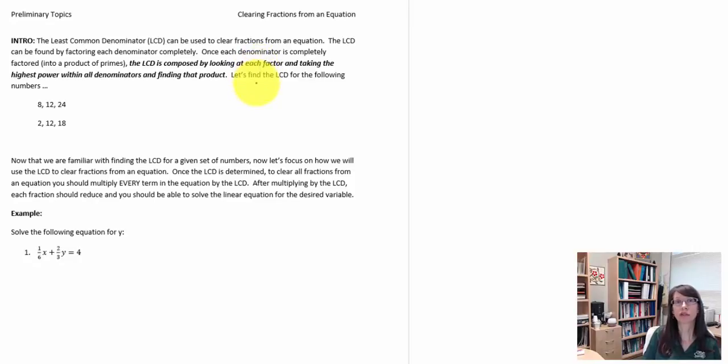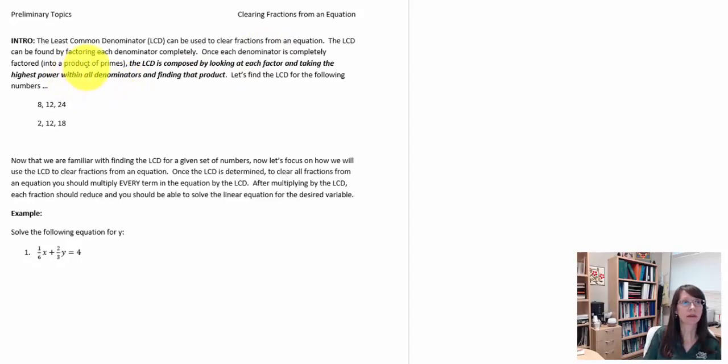You'll notice that some equations and formulas have fractions within them, and today I'm going to show you how to clear fractions from an equation. We're going to use the least common denominator, and that can be used to clear fractions from the equation.